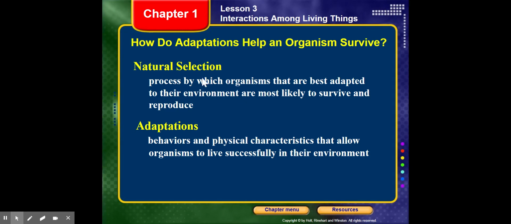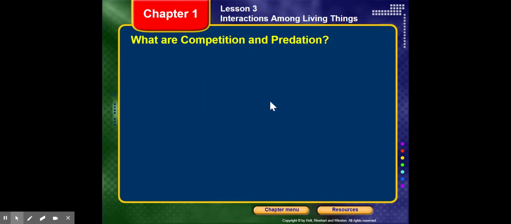We're going to learn more about this in a whole chapter at the end of the year, but natural selection is the process by which organisms that are best adapted are more likely to survive and reproduce. And so any living thing, basically in life science, you either adapt and survive or you aren't adapted well and you die out. And so that's kind of how it works for living things.